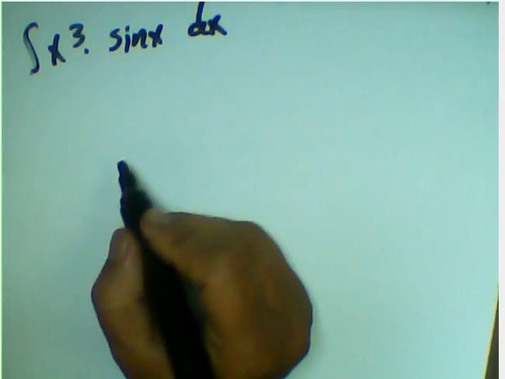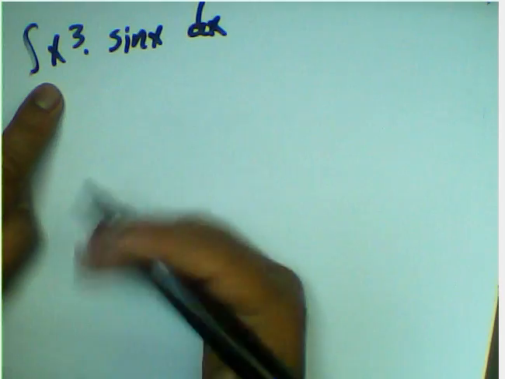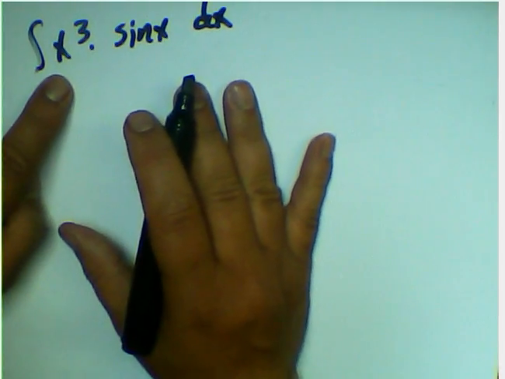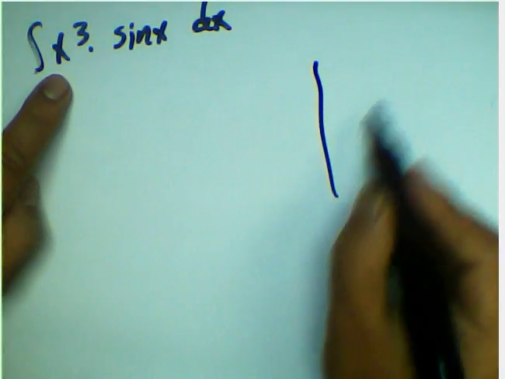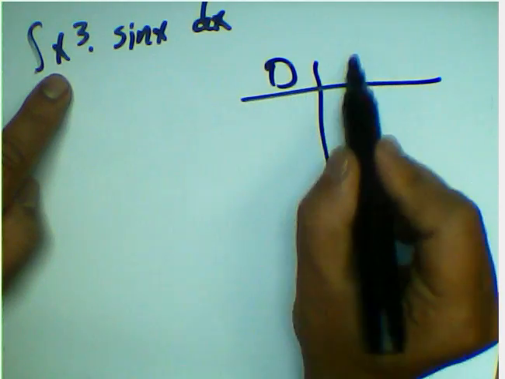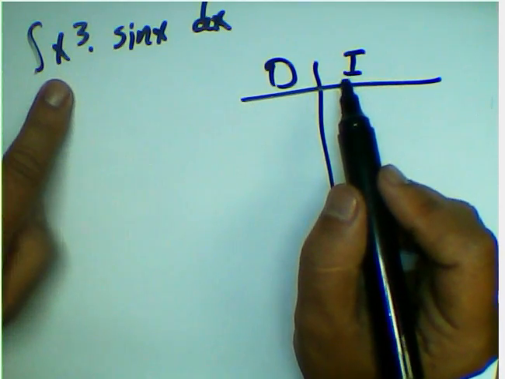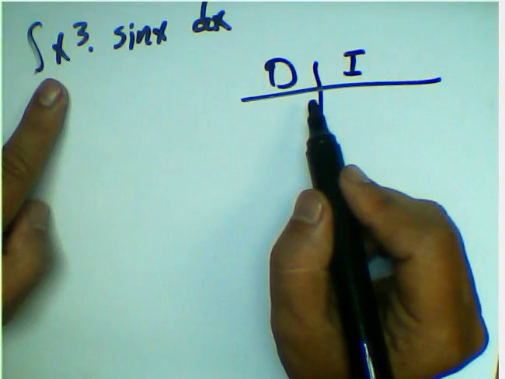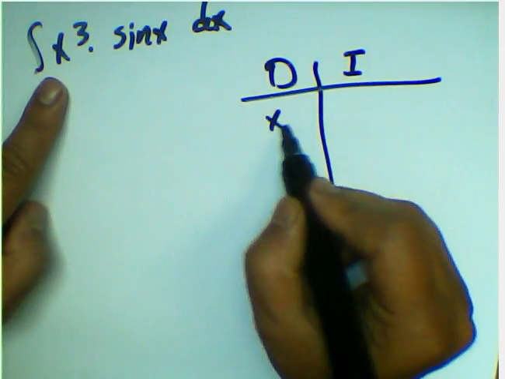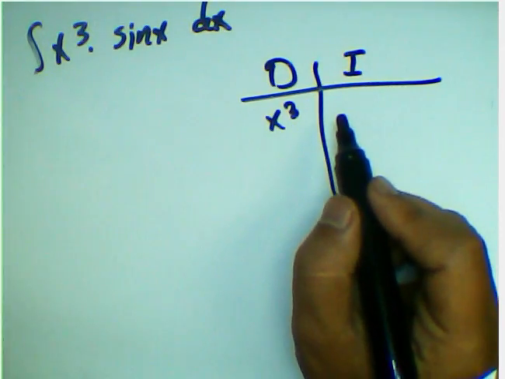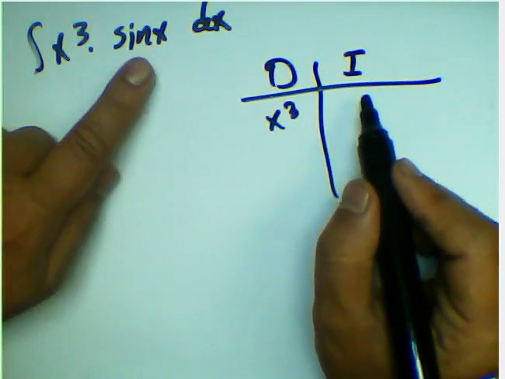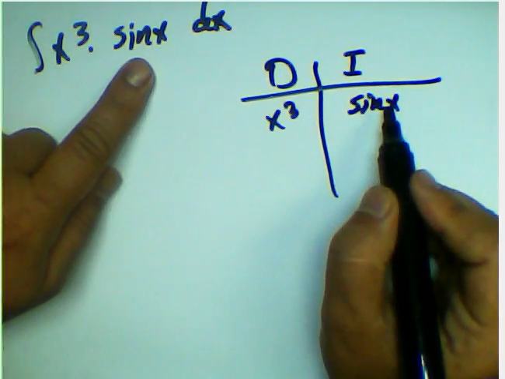Integration of this function x power 3 dot sine x dx. We know x power 3, we can find the derivative of this function. Look at here, we can draw the table here, derivative and integration. We can write this function x power 3 and the integration of this function sine x.